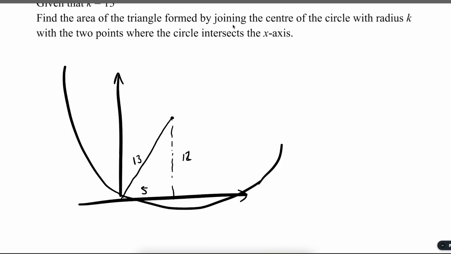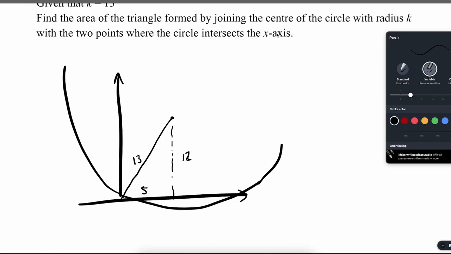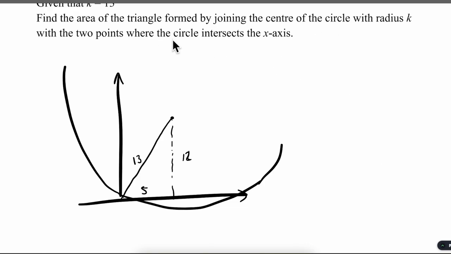So the area of the triangle formed by joining the centre of the circle of radius k with the 2 points where the circle intersects the x-axis, well, that's these 2 points joined with this point here. So it's going to look like that: this point here joined with this point joined with the centre. So the triangle is going to be something like that.